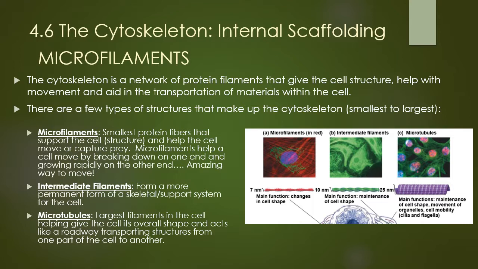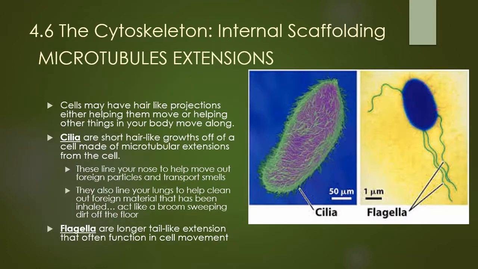So it would be somewhat like the skeleton or the bones inside your body. Their main function is to maintain the cell shape. Lastly, we have the microtubules, or the largest filaments in the cell, that help give the cell its overall shape, and they also act like a roadway transporting structures from one part of the cell to another. So we've talked about how all these different things like ribosomes and things move around your cell, and this happens on this sort of roadway of microtubules that exist within your cells.